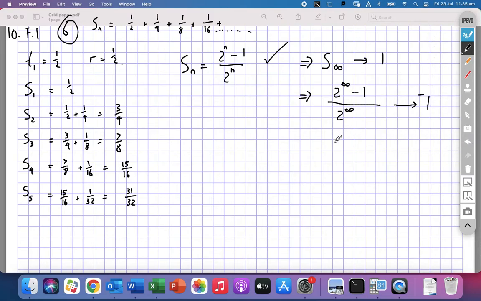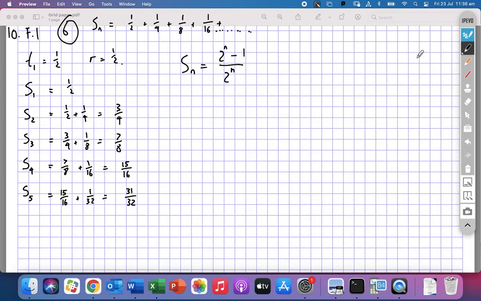You could graph it as well, starting at a half for your first term and getting closer and closer and closer to an asymptote of 1, right? Okay.